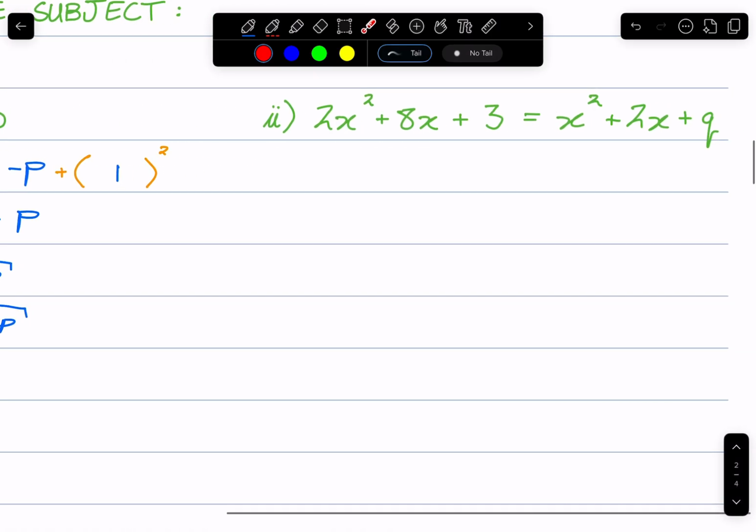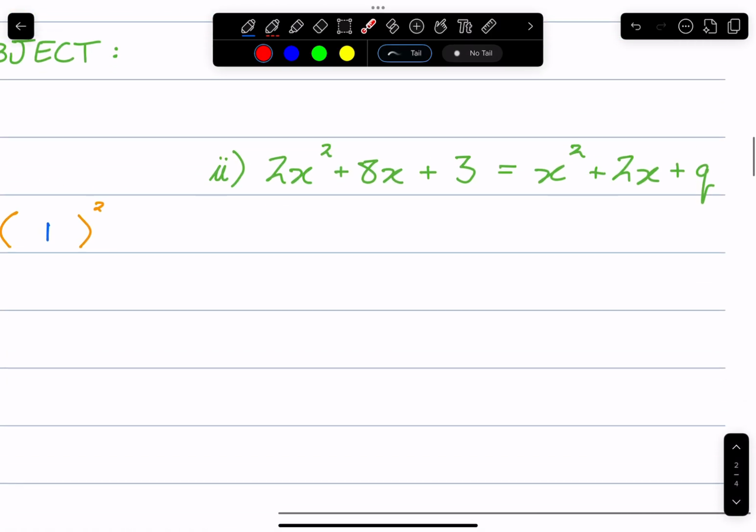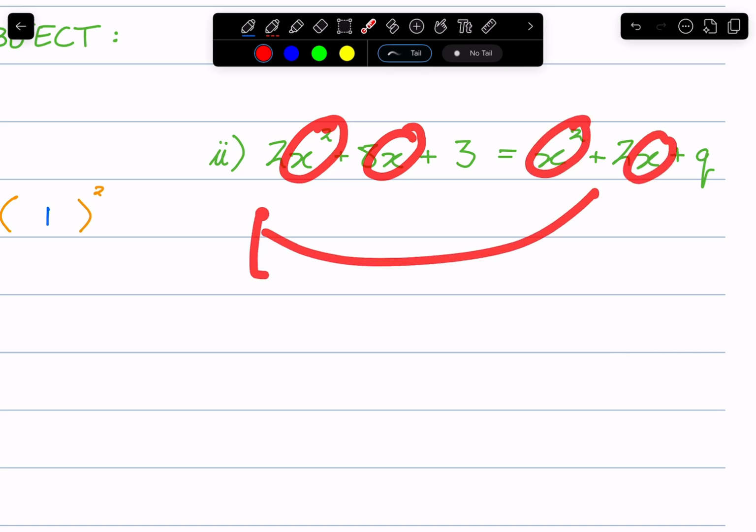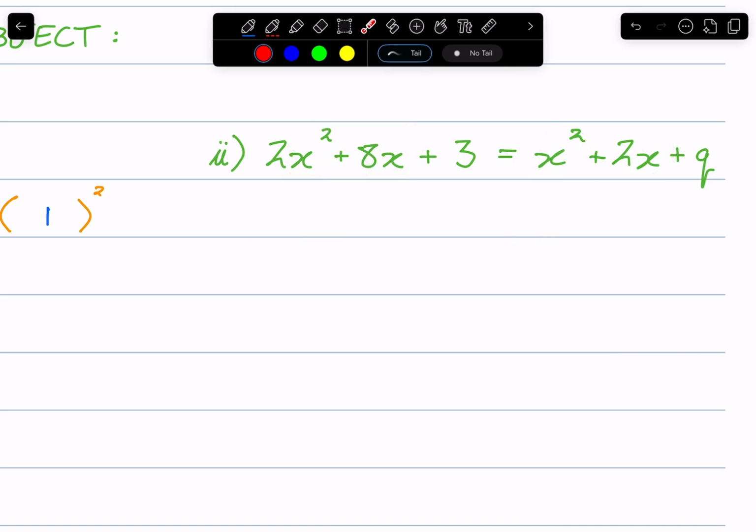All right, so you can pause and give this next one a go. I've moved things around a little bit, but it should still work exactly the same. All right, so here we go. Now remember, the first step is we want all the X's to one side of the equation. So this X squared, I'm going to move. It's going to cancel out with this one. So 2x minus x squared gives us x squared. 8x minus 2x gives us 6x.